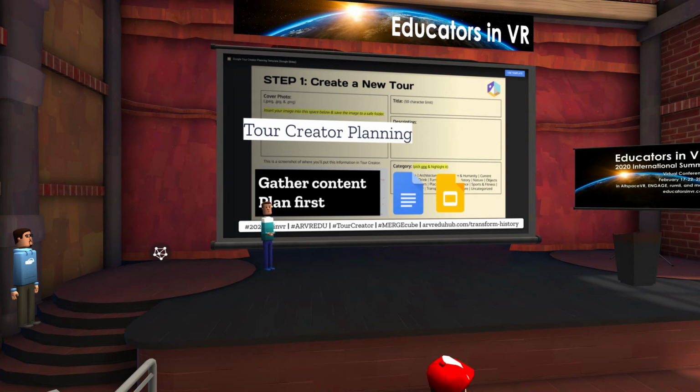And to get there, to prepare ourselves for Tour Creator, it was important that we planned everything out first, right? So we started with a planning template that let us collect all that content in one place first to be able to map it out so that we know what information needs to go with what pictures and where to put the audio and what kinds of imagery to use. And so we started with the Google Doc template, but we moved over to a Google Slide template.